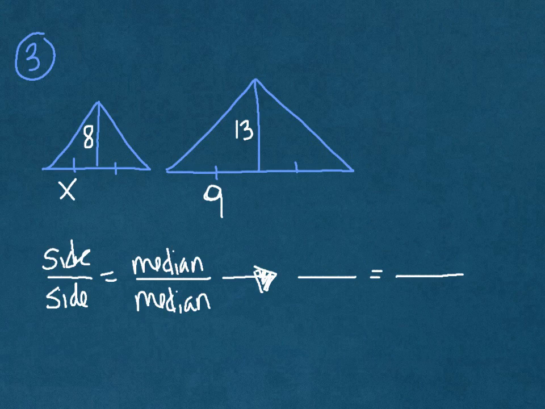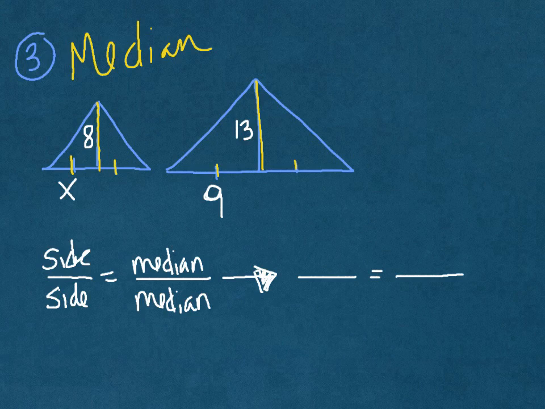Okay, next vocabulary term is the median. In case you forgot what a median does, the median cuts the side in half. So when you drop this down in the middle, you create two equal parts on both sides, so the side is cut in half. So it's the same idea.